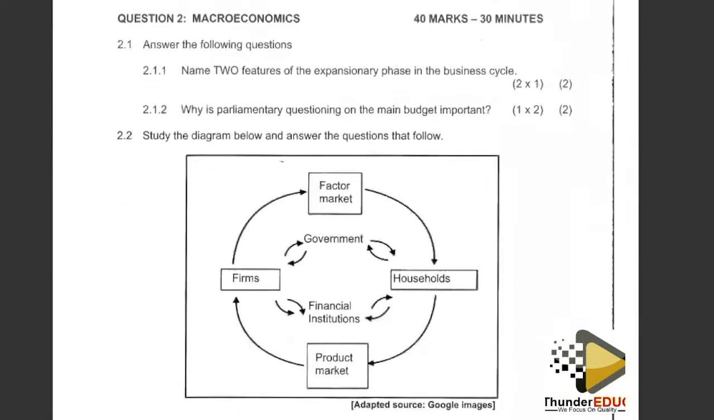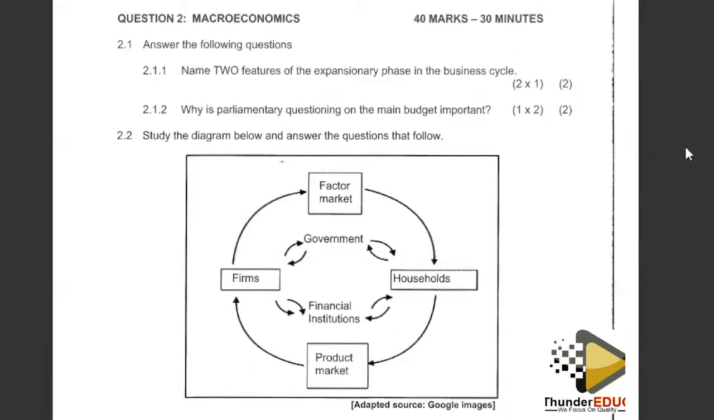So next, grade 12s, we have section B. In section B, remember you are given three questions, and the expectation is to select two. So let's check what we have in store. We have 2.1. Question 2.1 says, answer different questions. So now we have 2.1.1. It reads as follows: name two features of the expansionary phase in the business cycle.